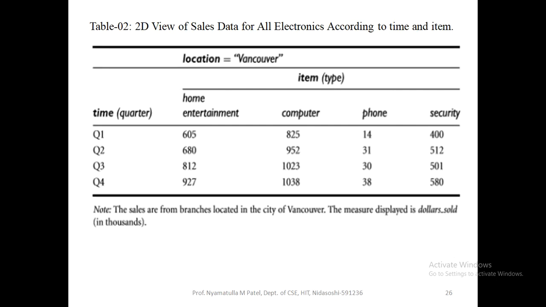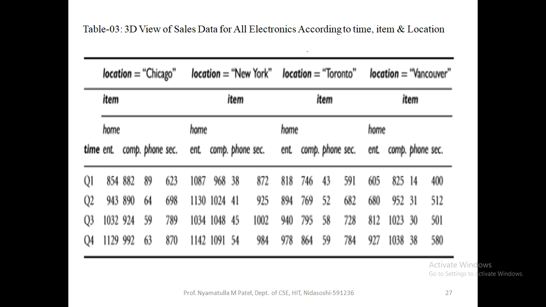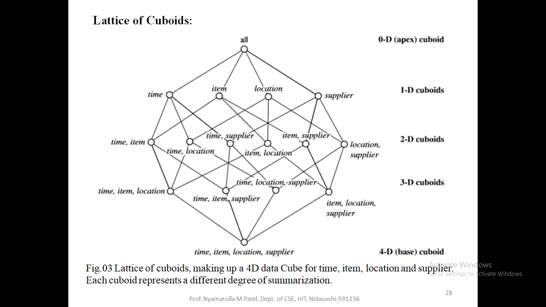In the first case we took into consideration only time and item, that is the 2D view. In the 3D view we took time, item and location, and in the lattice of cuboids we have taken 4 things: time, then time and item, then time, item and location, then time, item, location and supplier. Figure 3 shows the lattice of cuboids making up a 4D data cube for time, item, location and supplier, and each cuboid represents a different degree of summarization.